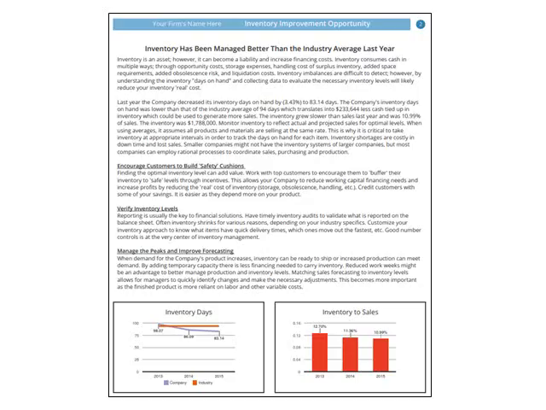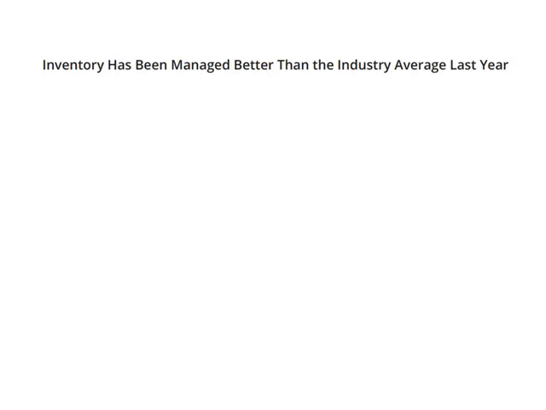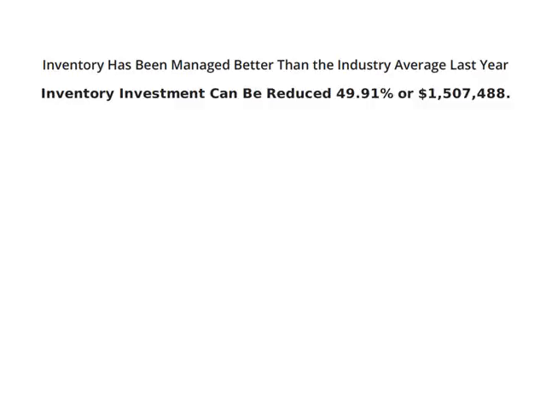The second page analyzes inventory. The headline on this page will contain one of 2 statements, depending on whether the business is operating above or below the industry average for inventory days. If the business is operating better than the industry average, it will simply state that the inventory has been managed better than the industry. If operating below the industry average, it will say how much extra cash could be generated if inventory were improved to industry levels.